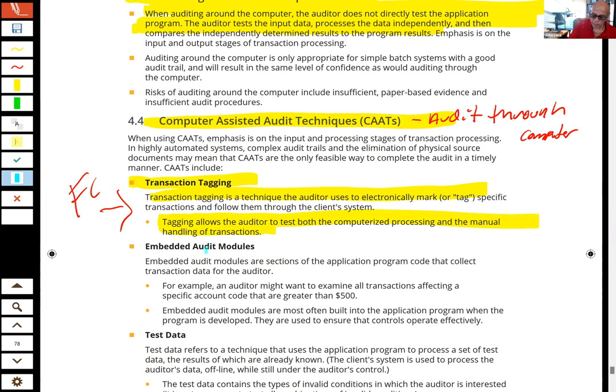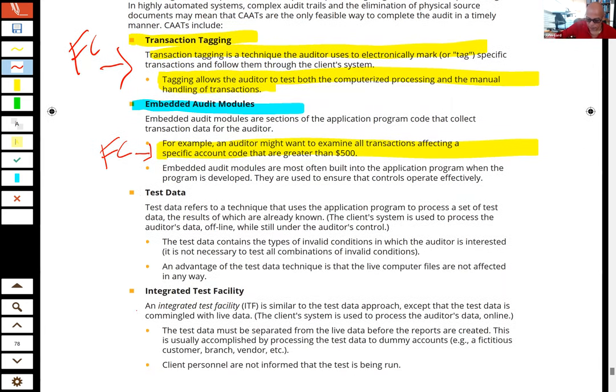Now, remember, we said you could also have the embedded audit module. Well, the embedded audit module will automatically save off certain transactions. For example, the auditor may want to save transactions that are greater than a certain dollar amount, in this example, $500. So if the client tells you, hey, we capitalize all transactions over $500, over $5,000, whatever the threshold is, then you might put an embedded audit module in there so that it is going to save off in the repairs and maintenance account any transaction that's over that threshold. So you can look at it and say, well, why was this recorded as repairs and maintenance when it exceeded your materiality threshold for capitalizing certain repairs that are being made?